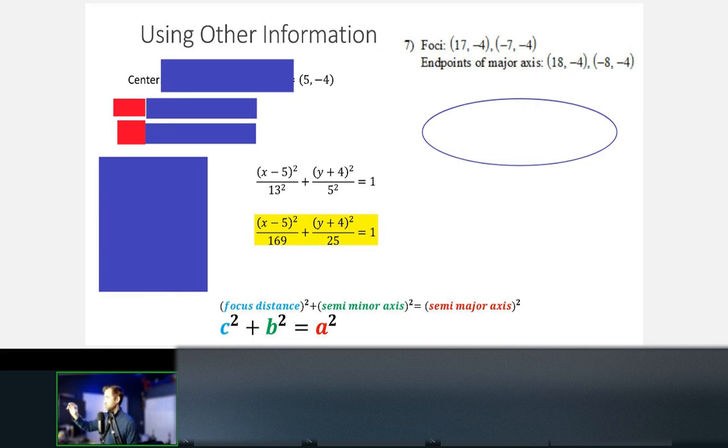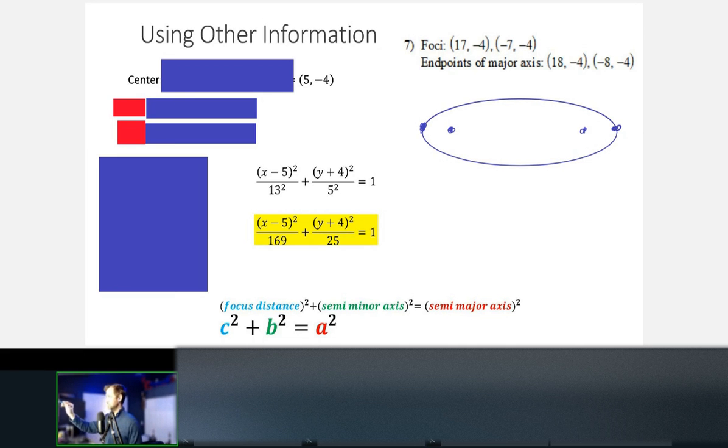So I give you two focal points, one at 17, -4, and one at -7, -4. So there's your two focal points. And then I give you the two endpoints of the major axis. Remember, your foci are always going to be on the major axis. So we know that they line up, and based on the coordinates, that's going to be true. So kind of similar to the last problem.